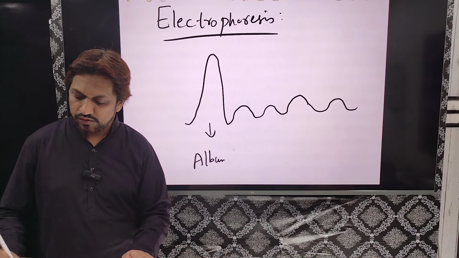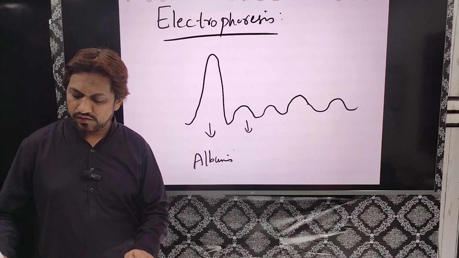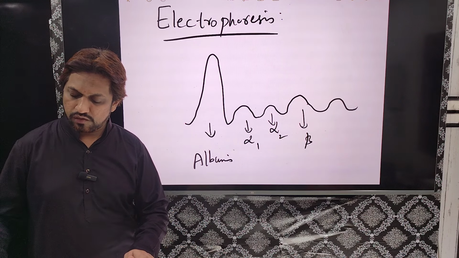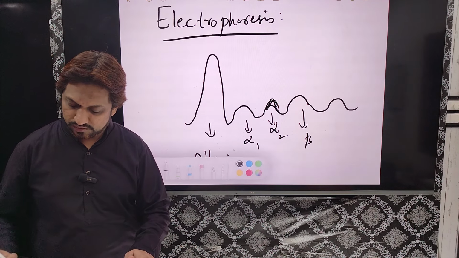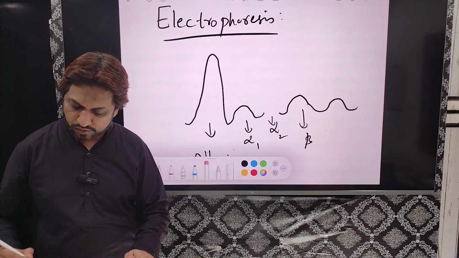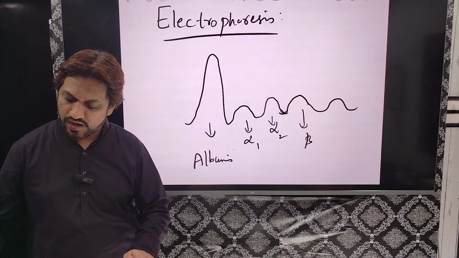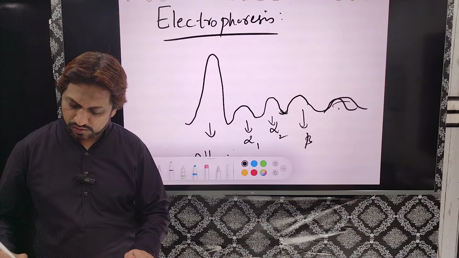This band denotes the albumin, and here it is alpha 1 globulin, alpha 2 globulin, beta globulin. These are the different bands of the globulin molecules: alpha 1, alpha 2, beta, and finally the gamma globulin.